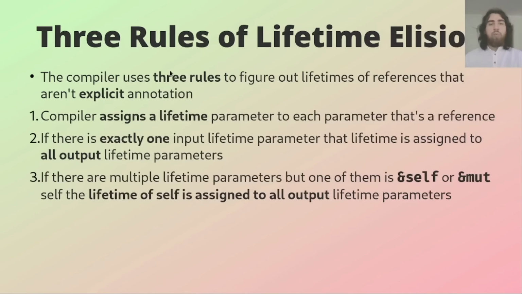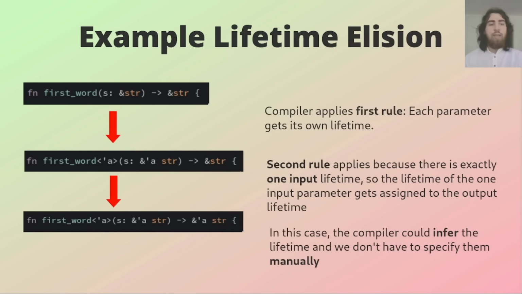Let's see, there are 3 rules of lifetime elision. The first rule states the compiler assigns a lifetime parameter to each parameter that's a reference. Second, if there is exactly one input lifetime parameter, that lifetime is assigned to all output lifetime parameters. Third rule, if there are multiple lifetime parameters but one of them is a reference to self or a mutable reference to self, the lifetime of self is assigned to all output lifetime parameters. So let's see an example.